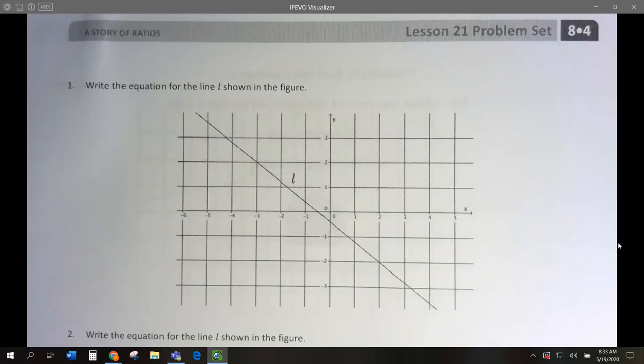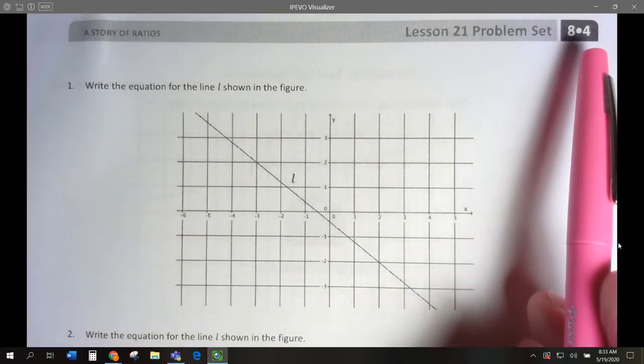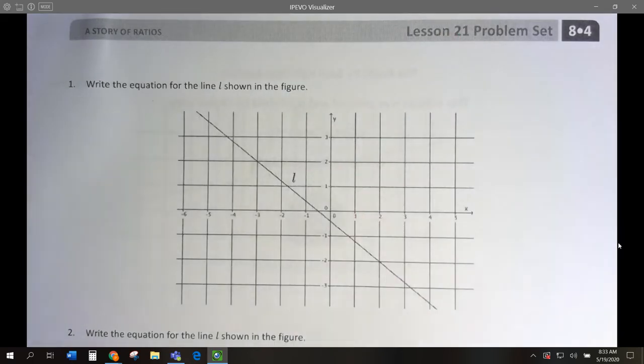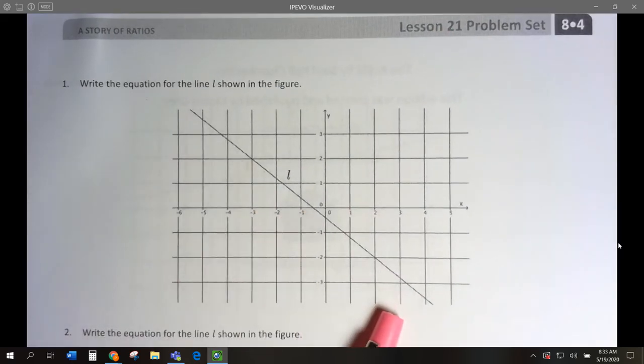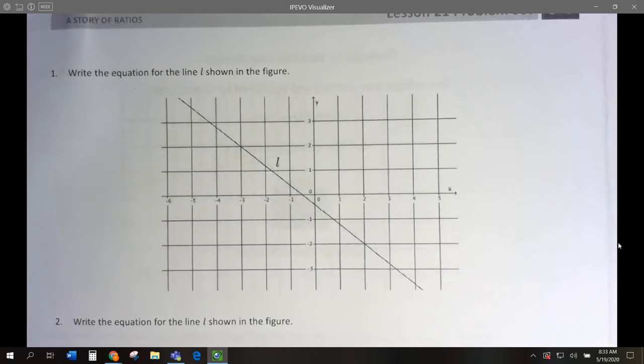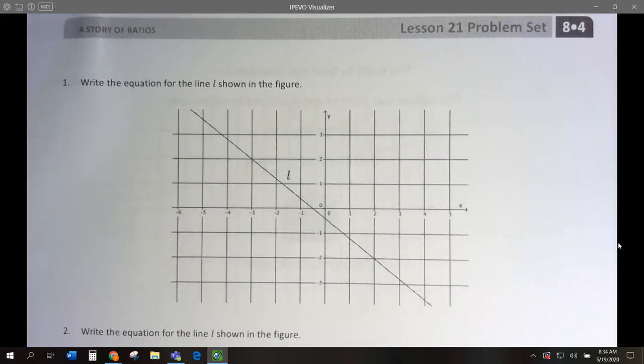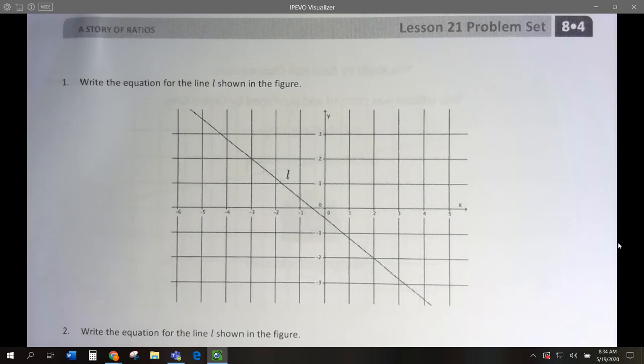Hey, 8th graders. Today we're doing Module 4, the problem set for Lesson 21. Once again, we're taking our graph and we're going to write the equation for it. And today we want to just do it in slope-intercept form. We don't have to worry about going to the standard form.